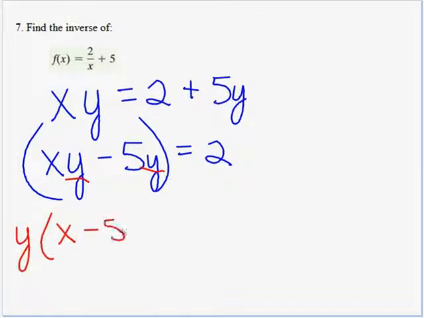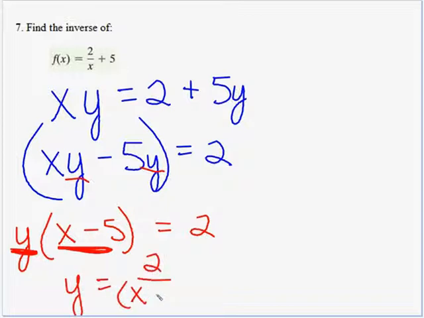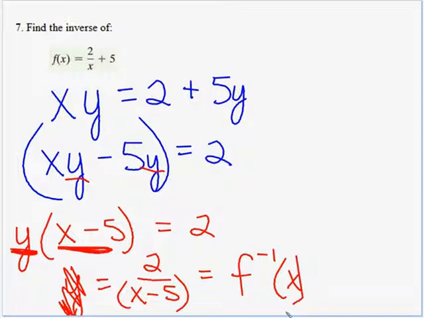So here we are left with x minus 5, and that's equal to 2. And to get y alone, we're going to divide both sides by this quantity. y equals 2 divided by quantity x minus 5. Replace the y with our f inverse of x. And there's our inverse, 2 over the quantity x minus 5.